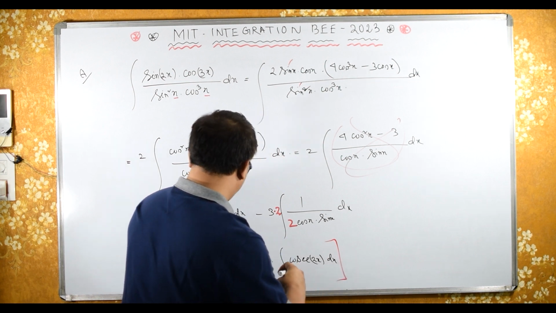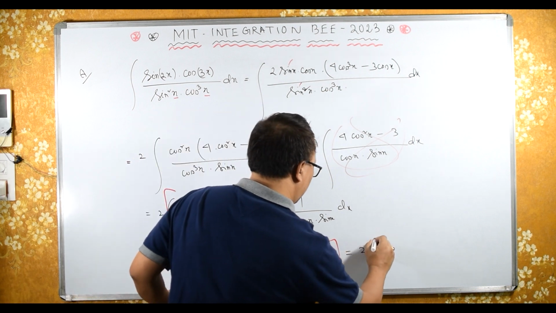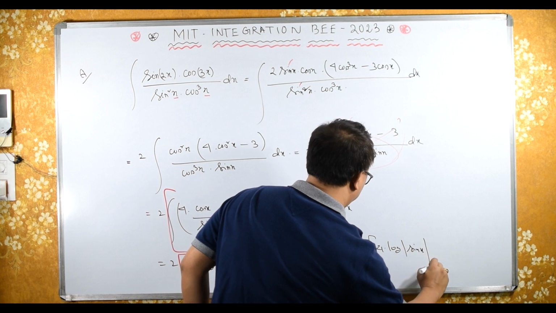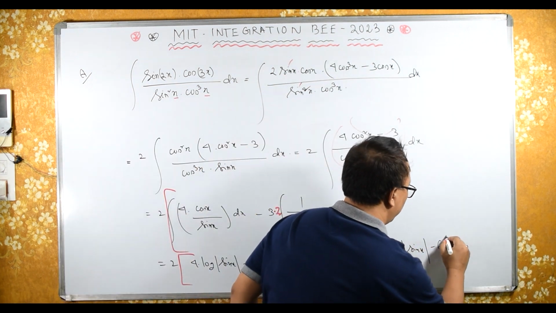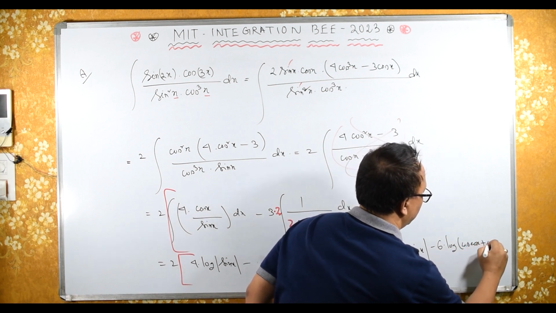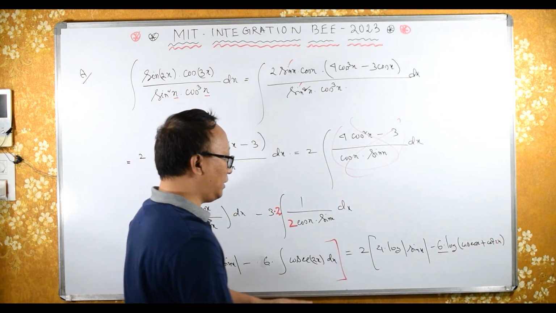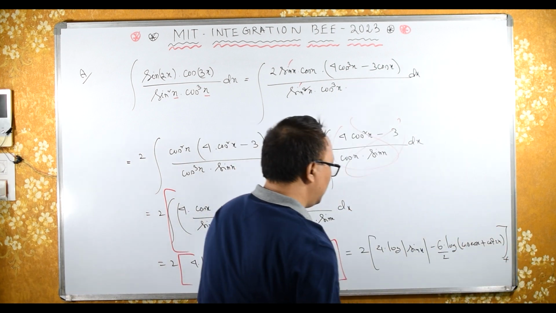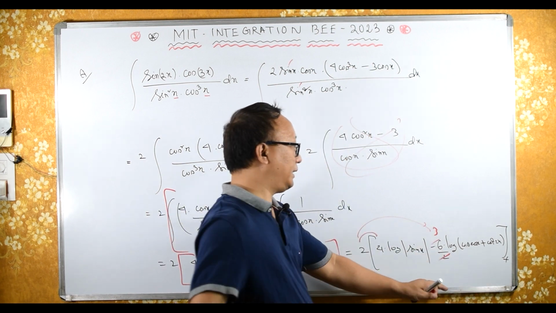This therefore is equal to 2, here 4 log of sin x minus 6. The integration of cosec is log of cosec 2x plus cot 2x, divided by the derivative of 2x, which is 2, plus c. So you can cancel this 2 with the 3s, or you can send all terms over here, or you can keep this like this.